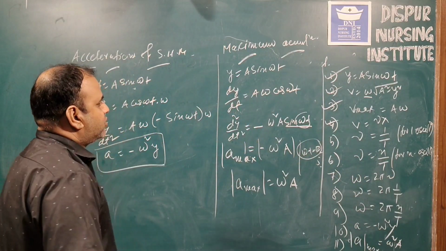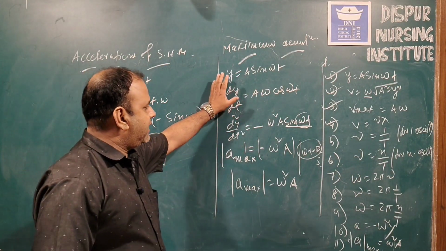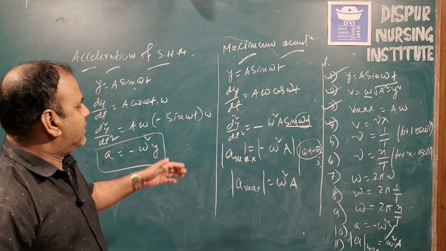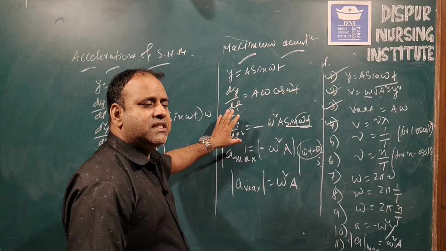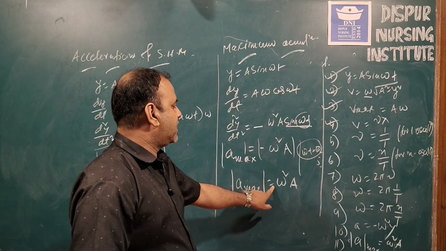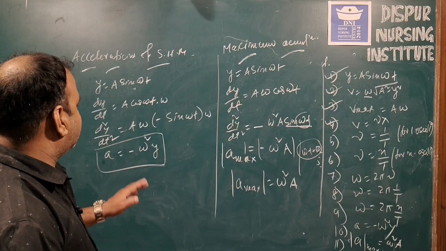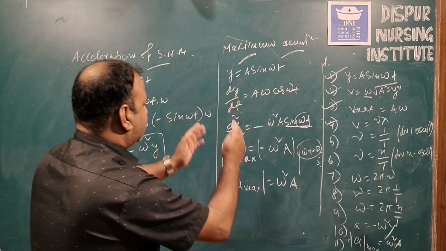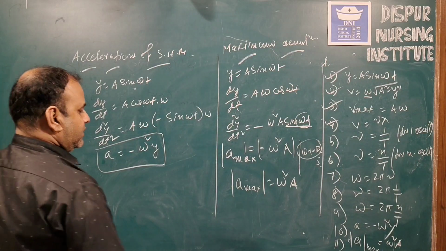This is the formula. So dear students, you remember this is a very important chapter which is completely related to mathematics, and mathematics is applicable in this oscillation sector. So maximum acceleration we are getting omega square A. Now I am going to discuss a numerical related to the normal acceleration and maximum acceleration.